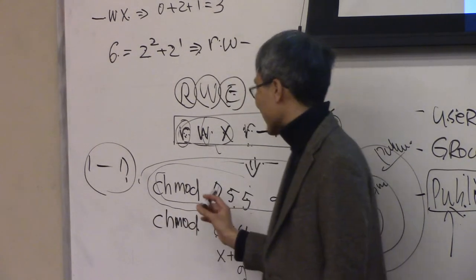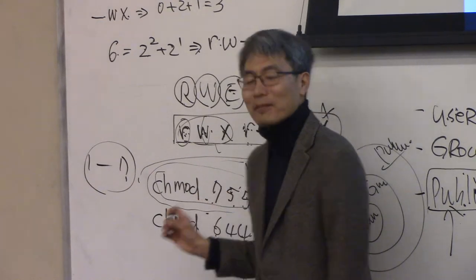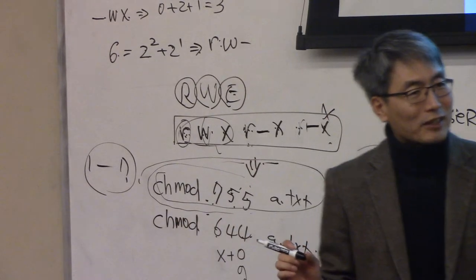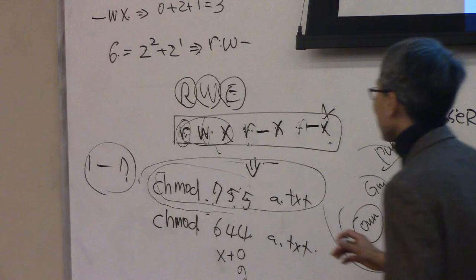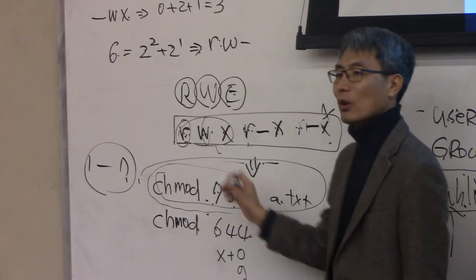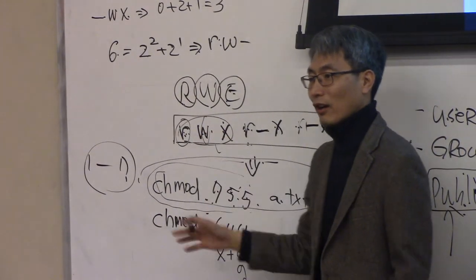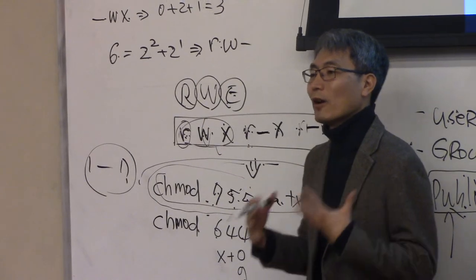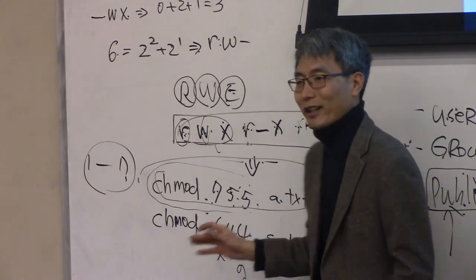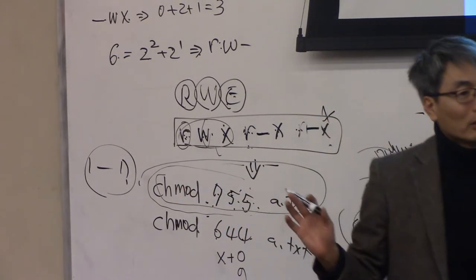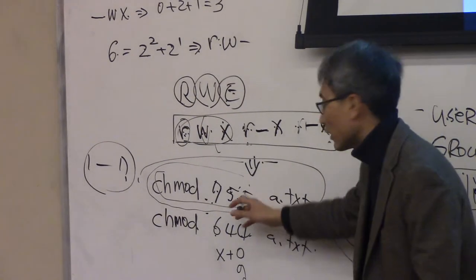What do 7, 5, and 5 mean? What kind of permission does each of them mean? I just memorized that 7, 5, 5 means the permission for the user. Even with experience, he never explained this. But you can understand what this is.